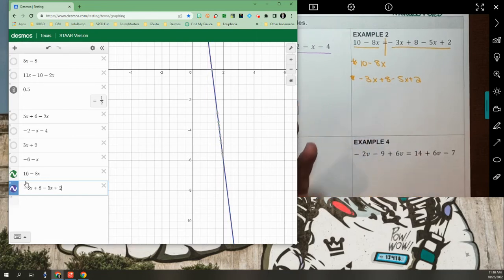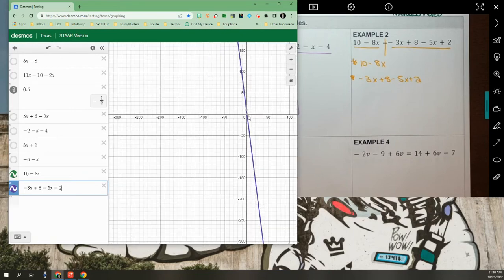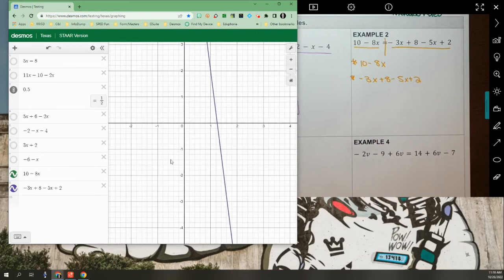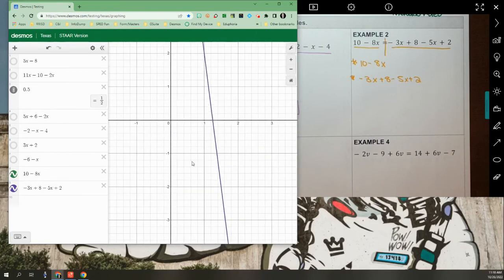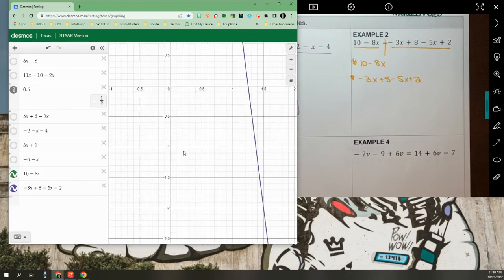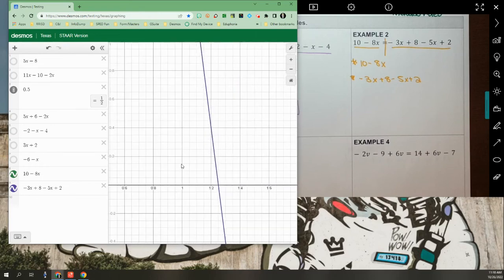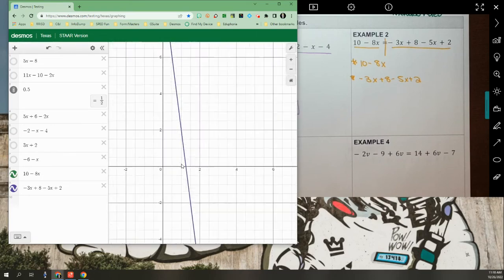Okay, so let's see. Now I need to find where they cross. Well, I'm not seeing where they cross. Let me zoom out and see if I miss it. Zoom in. No, not seeing it. Well, what if I turn one of the lines off? Oh, see, if I turn the purple line off, now I see the green line. Turn the green line off. Turn the purple line back on, green line back on. These appear to be the same line. That means that all they do is cross. That means that they have infinite solutions.